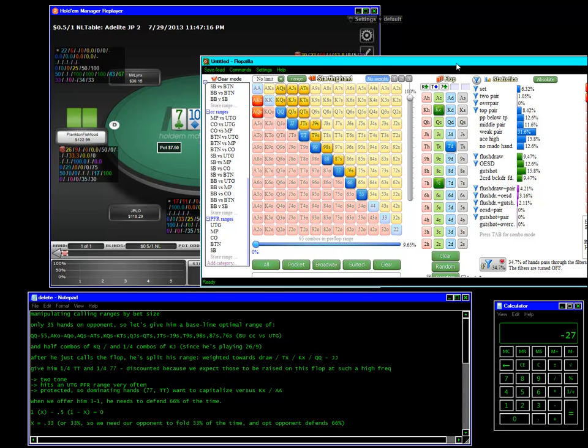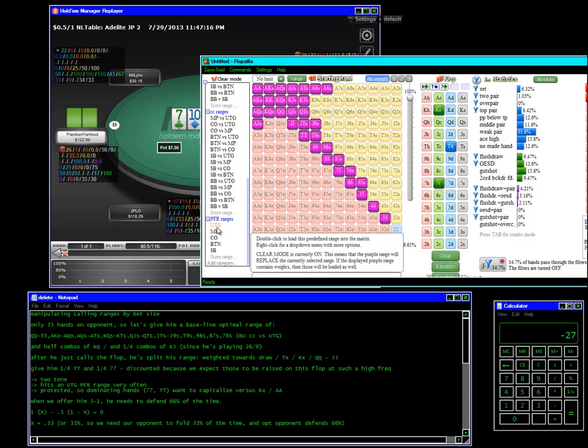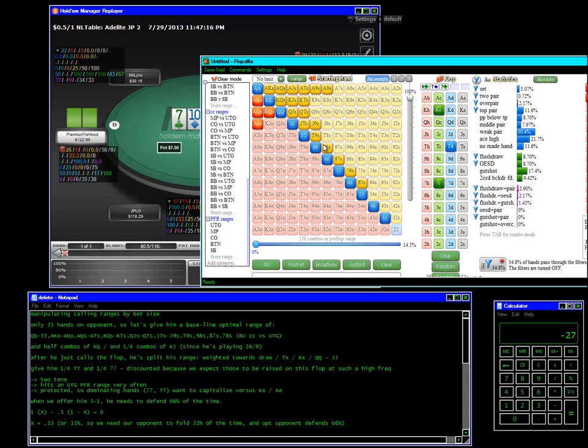If you want to look at how ranges compare here, these are the ranges I'm using. So under the gun, I'm raising this range right here. I plugged in the flop here. Ignore the deck cards for now, I guess.